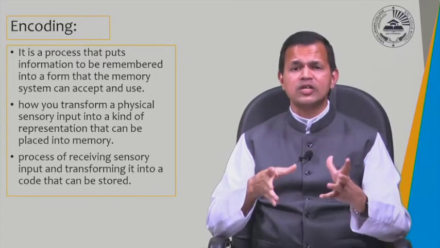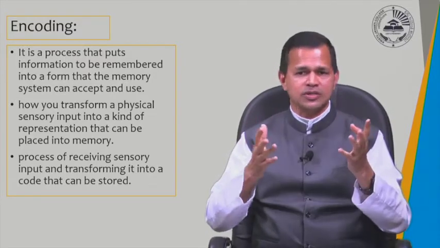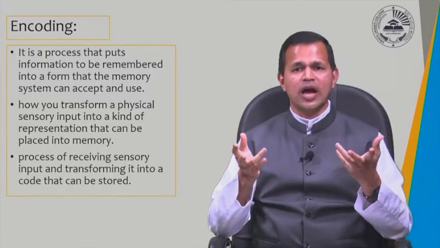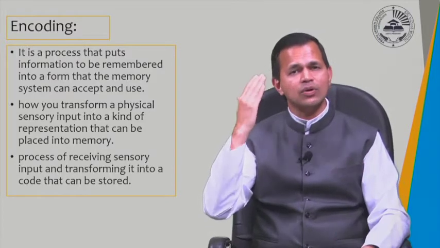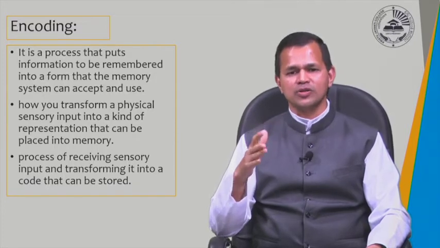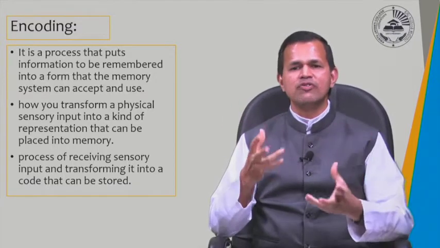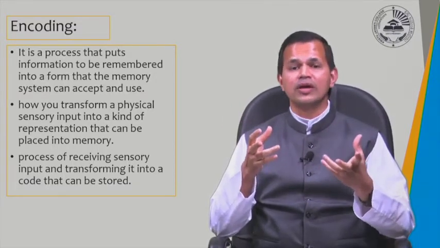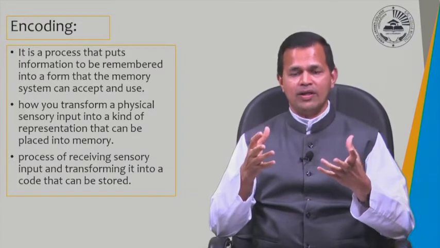So how you transform a physical sensory input of any of the senses into a representation that can be understood and placed in memory is called encoding. So it is receiving our sensory input and transforming it into a code that can be stored.